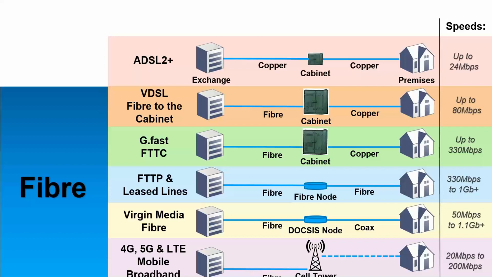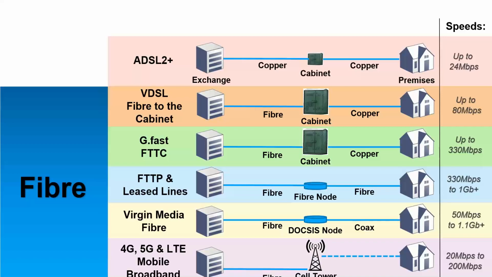We can see that traditionally it started off with just copper from the exchange to the premise with different copper runs, and then fibre started to get introduced to the network. The most common one, VDSL, is fibre to the cabinet, which is mainly fibre but does have a short copper run of a few hundred meters and gives connection speeds up to 80 megabits per second.